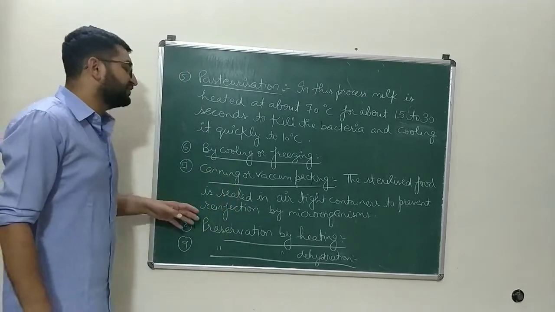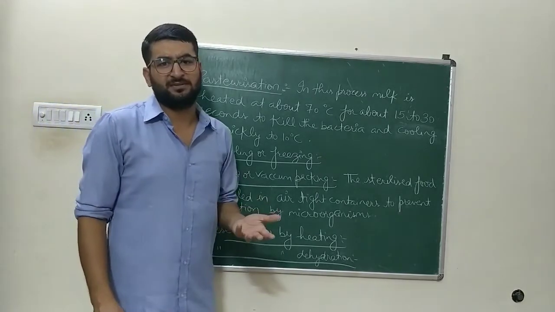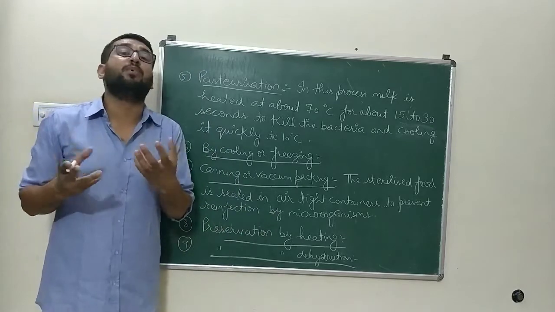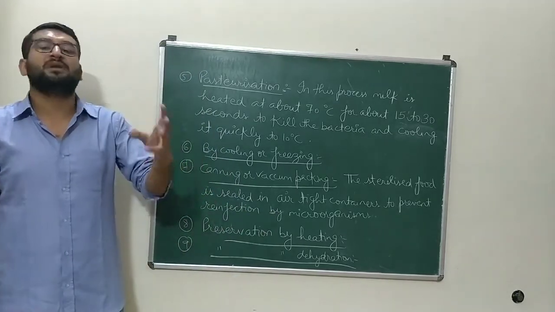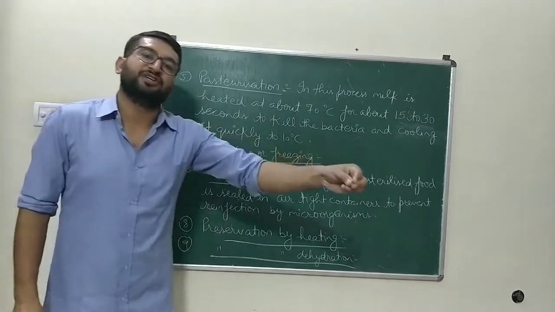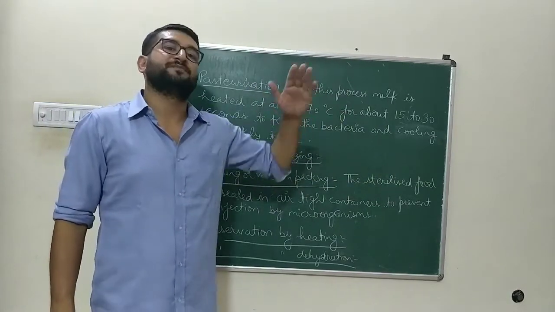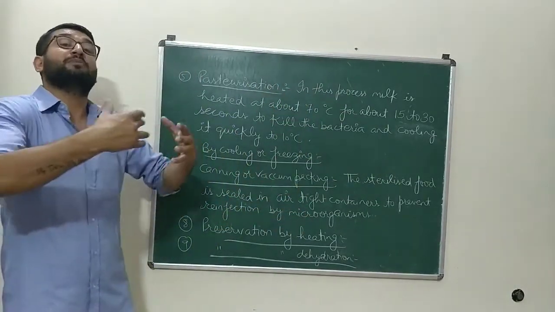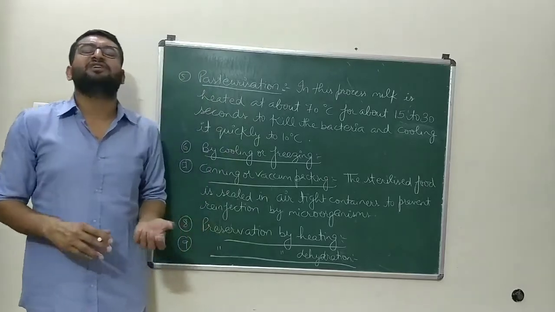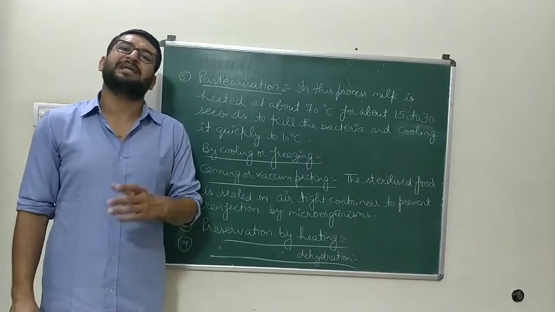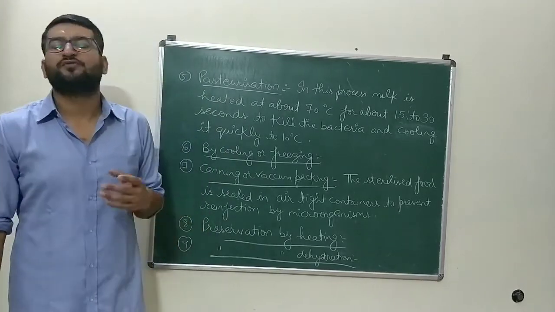The next method is food preservation by heating. Usually in our houses we boil the milk, and that boiled milk is placed in the refrigerator for longer use. The boiling, the extreme heating, will kill the microorganisms, and by that we can preserve our food items.